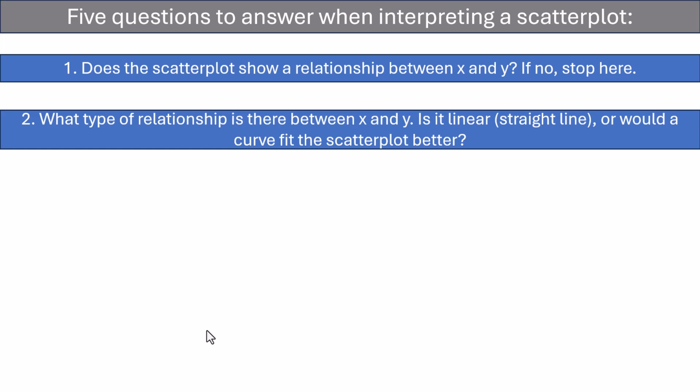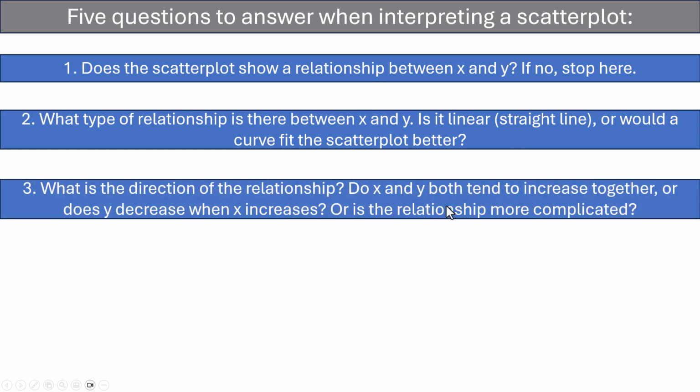And number 2 is, what type of relationship is there between the two variables? The most common is going to be what we call a linear relationship or a straight line relationship. Or in some cases, there could be some sort of curve, maybe like an exponential pattern, or possibly even like a parabola, like a U-shaped type thing. But the most common one that we're going to see, and the one that we're going to focus on the most in this class, is going to be the linear or straight line type relationship.